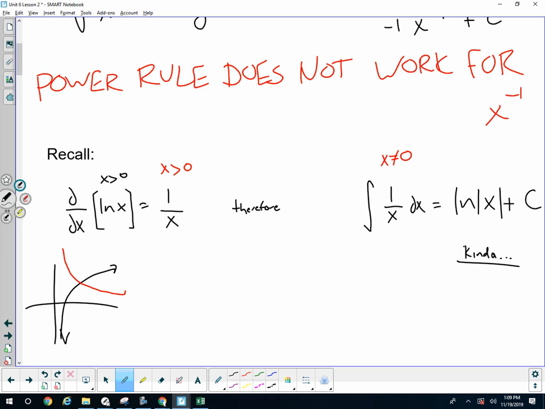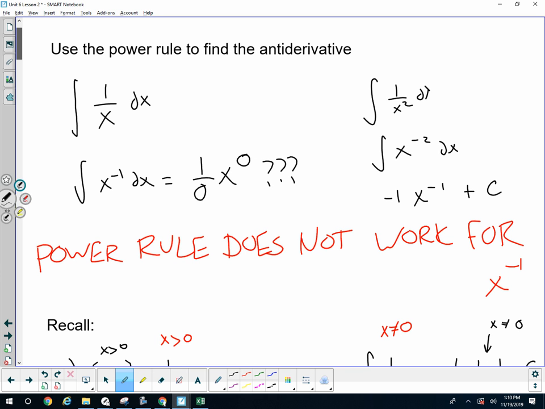So no longer kinda, definitely. This will allow us to plug in any value except for 0 into that function, and we will get a value out of it, which will be important in the future. But for right now, not that important, actually. Okay. So the power rule doesn't work for x to the negative first.